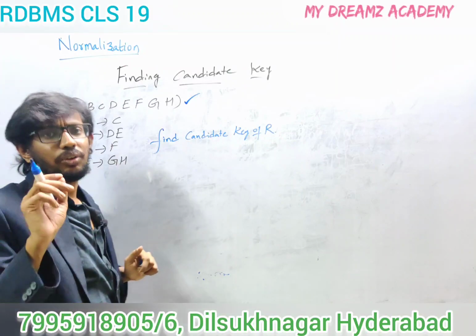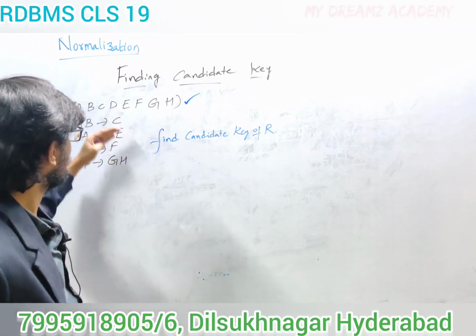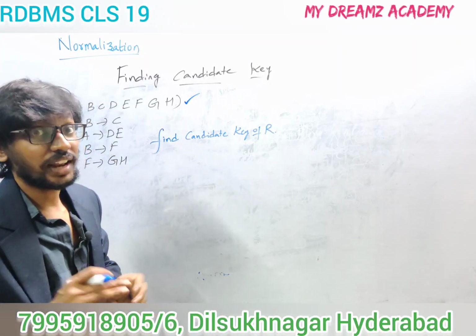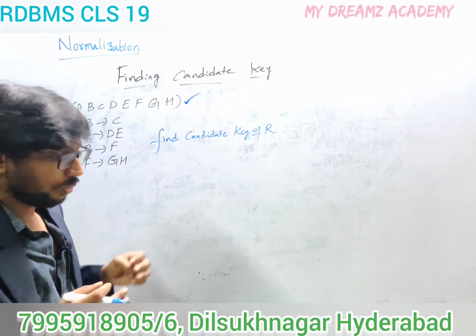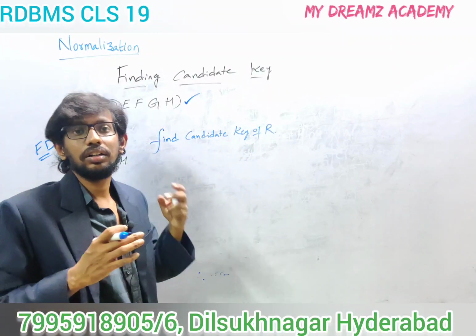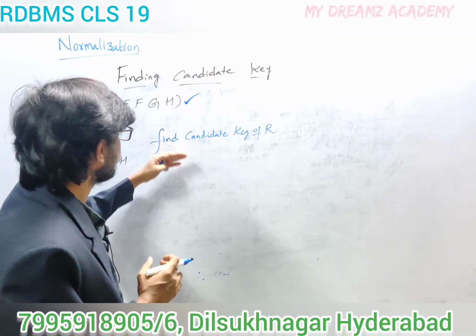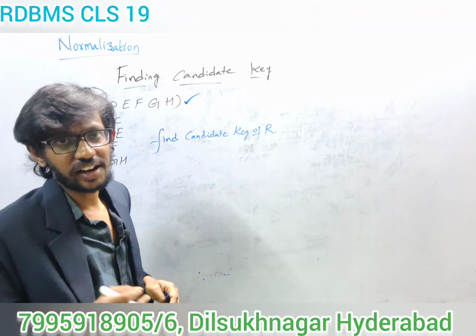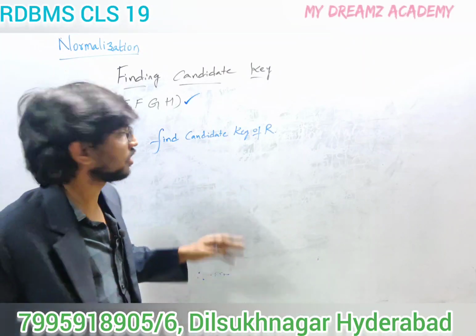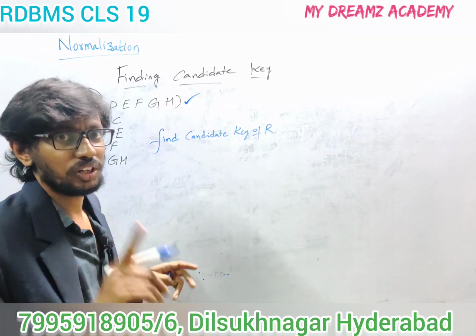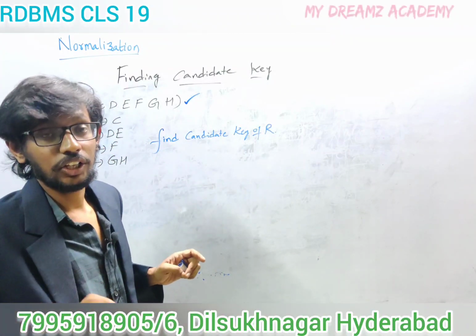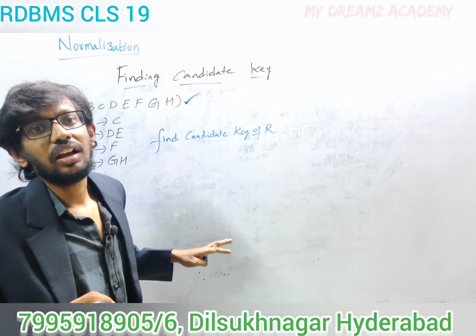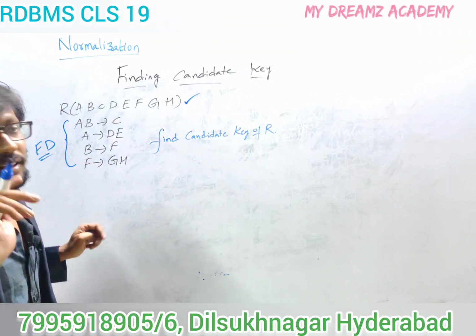So, here we need to make a note that for a given relational schema and functional dependencies, we can have multiple candidate keys, right? Now, it is our responsibility to find out the candidate keys. If you find a single candidate key, you cannot declare that this particular relational schema and functional dependency has only one candidate key. You cannot declare like that. So, you need to find out all possible candidate keys of a relational schema with functional dependency, right?